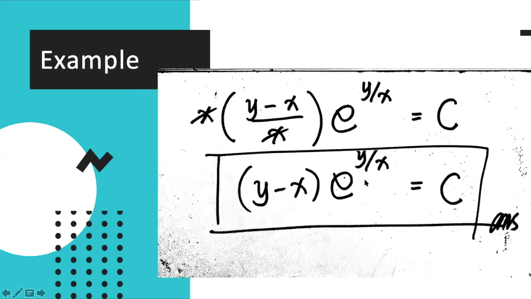Okay. Ayan. So, di ba kanina y over x minus 1? So, just put them into one fraction. So, naging y minus x over x. You can cancel x. Kaya ito na naging result natin. You just copy this expression. That's the final answer to the first example.